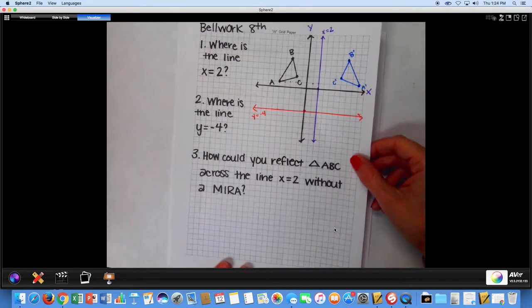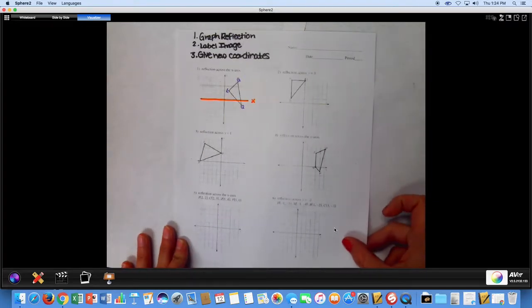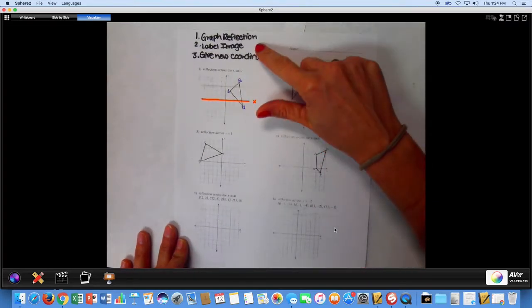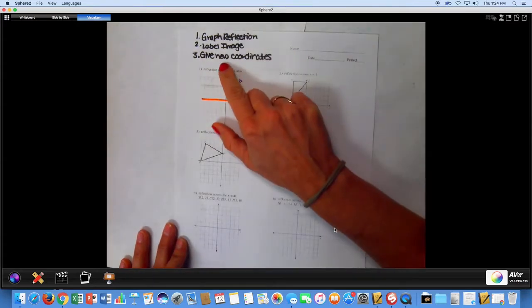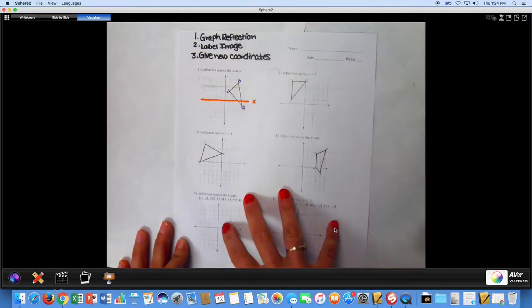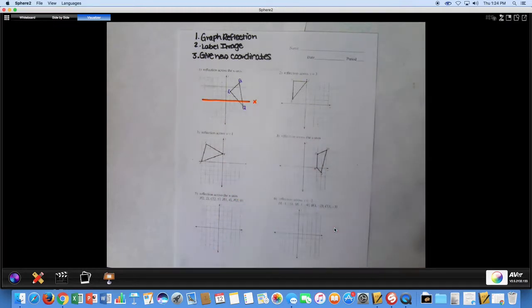And what we want to do next is get out our homework. And our homework looks like this. It says graph, reflection, label, image, and give new coordinates. And we're going to start on this side. So I'm going to start us with number 1 to show you what to do.